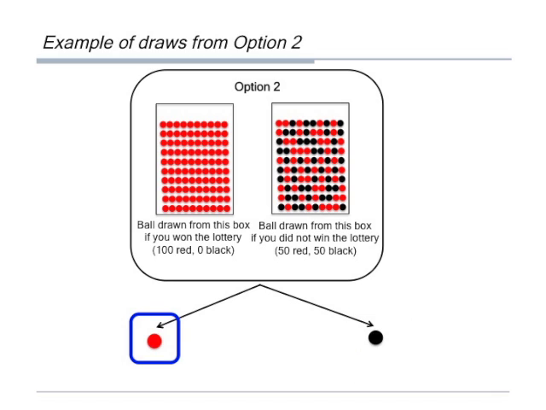How about if you see a red ball? Note that the red ball could have come from either the left box or the right box, but there are twice as many red balls in the left box than in the right. So seeing a red ball is a signal that your chances of winning are better than 50%, albeit still uncertain. In fact, seeing a red ball from option 2 means that the chances that your ticket won are 67%.